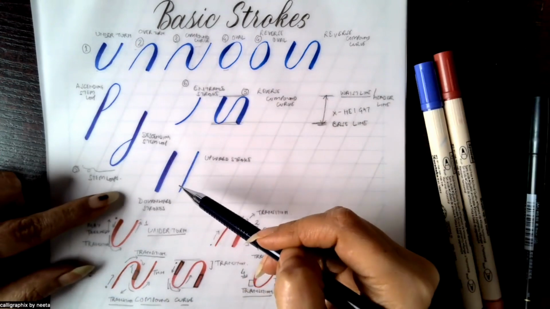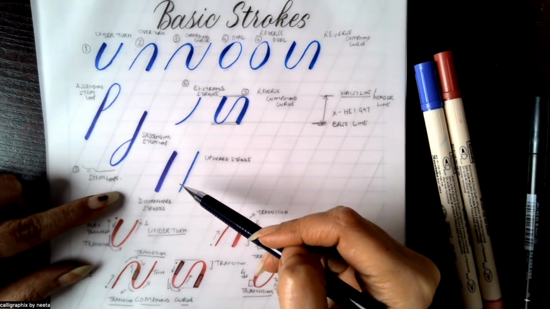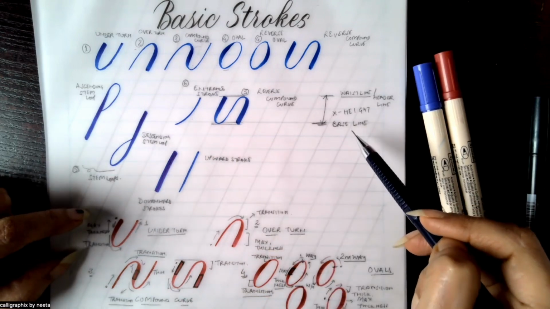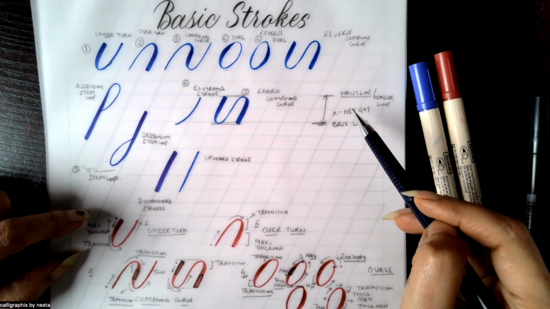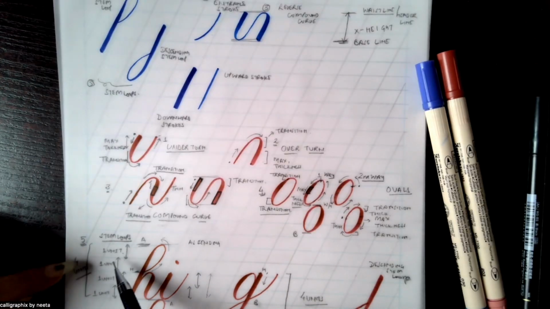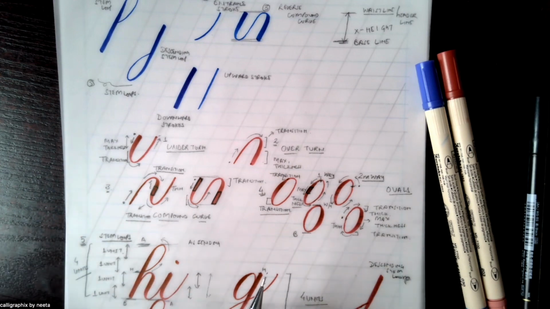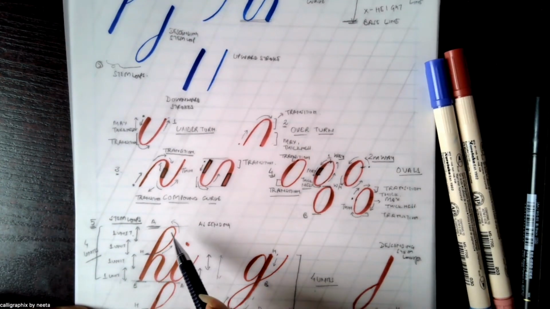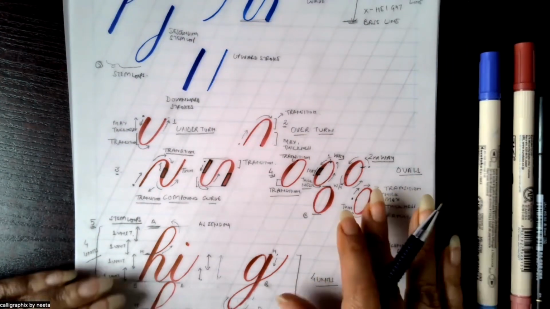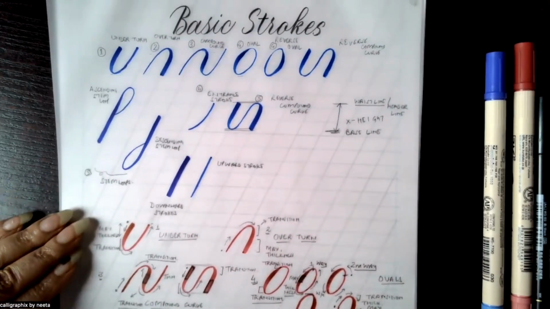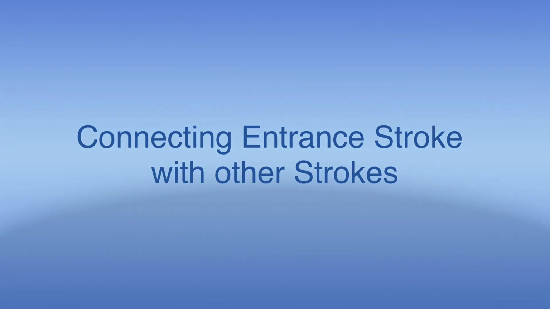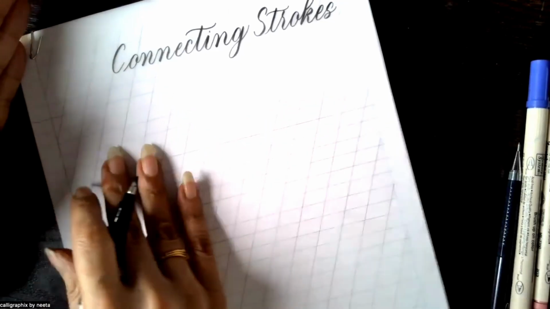And then we did some warm-up drills, which were downward strokes and upward strokes. We learned about X height, baseline, and waistline. And we also learned about the ascender's line and descender's line, and how each unit is divided and which part of a stroke comes in that particular unit. So now we'll see how to connect these strokes together. First we'll learn how the entrance stroke is connected to other strokes.